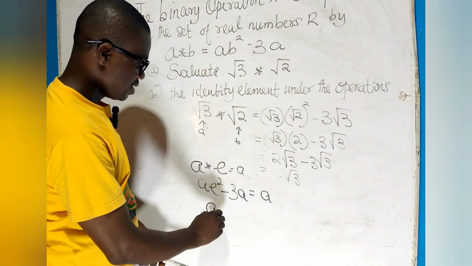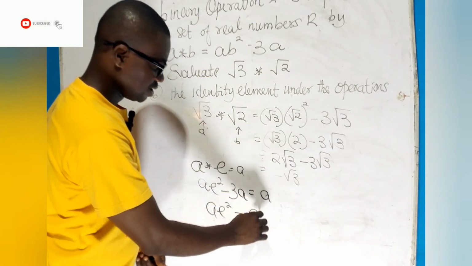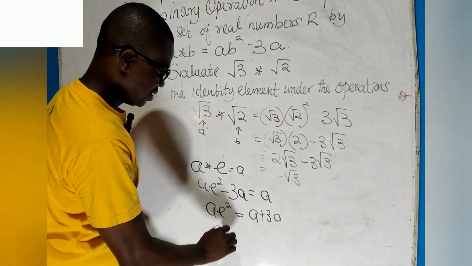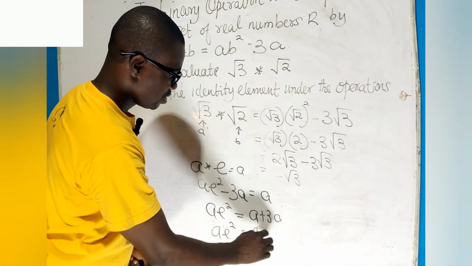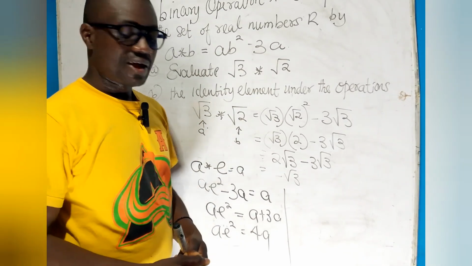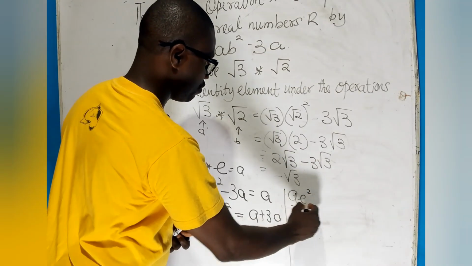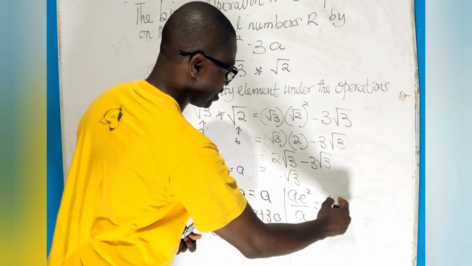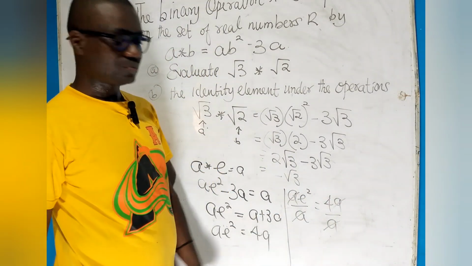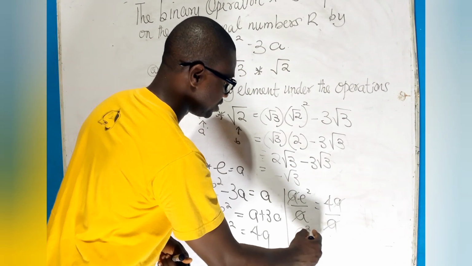So AE squared minus 3A is equal to A. You move this to the other side, A then plus 3A, giving you AE squared is equal to 4A. Now let's do the simplification. We can divide through by A. So I'm going to have AE squared over A is equal to 4A over A, and you cancel each of the A's. Then you have E squared is equal to 4.